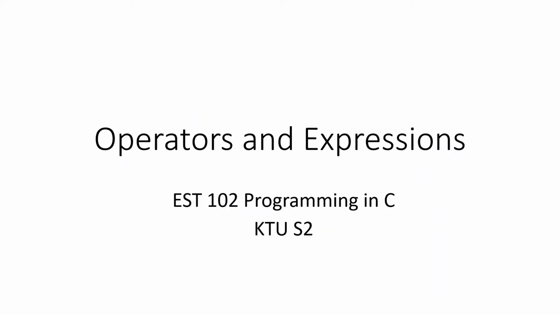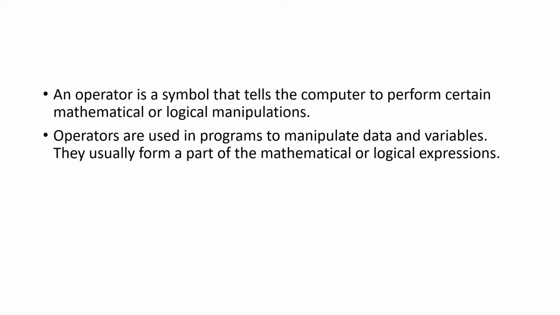Today we will discuss operators and expressions in C language. An operator is a symbol that tells the computer to perform certain mathematical or logical operations. Operators are used in programs to manipulate data and variables. They usually form a part of mathematical or logical expressions. A very simple example of operators is plus, minus, star, and slash.